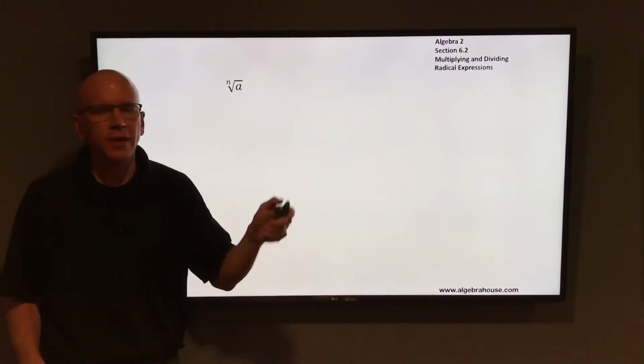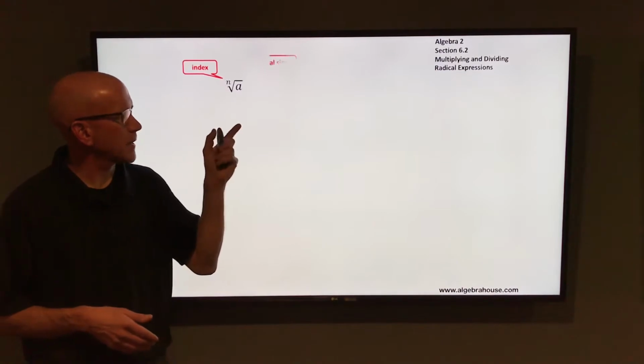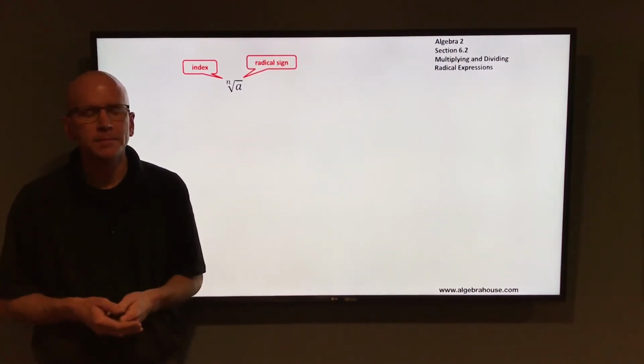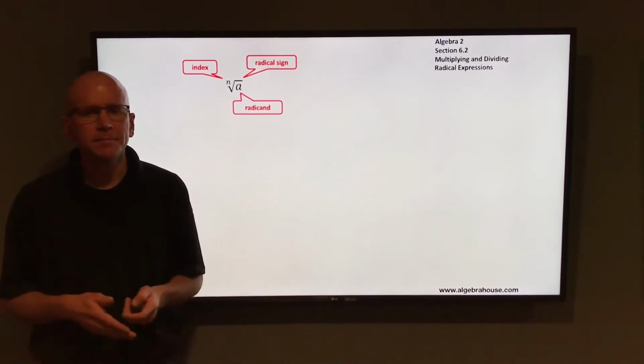If you have the nth root of a, the n is called the index or the root. Then you have the radical sign, which could be square root, cube root, fourth root, or fifth root. Then the a, the part under the radical sign, is called the radicand.